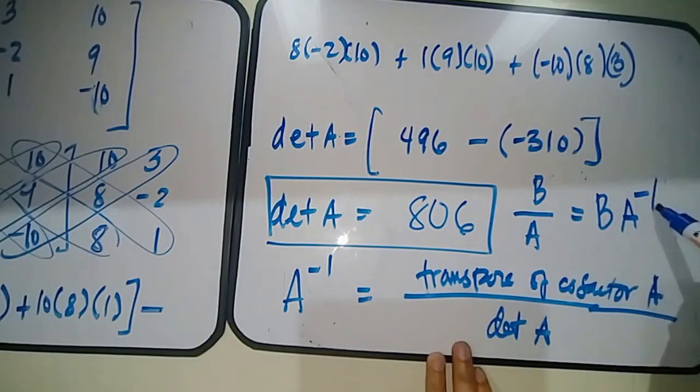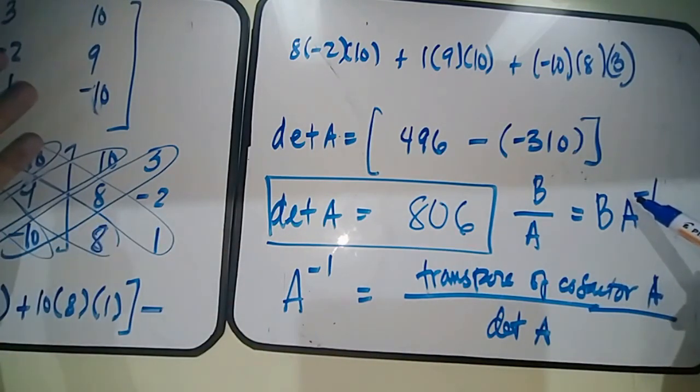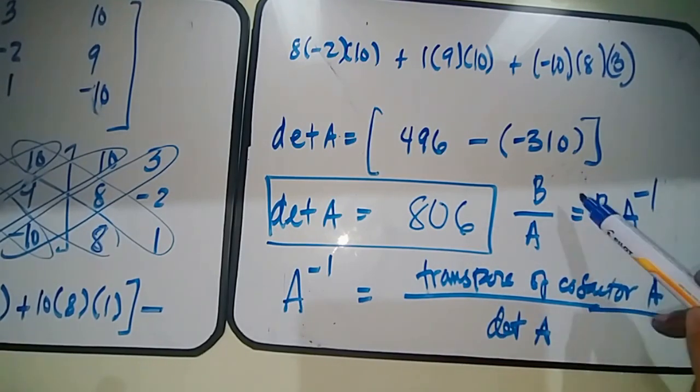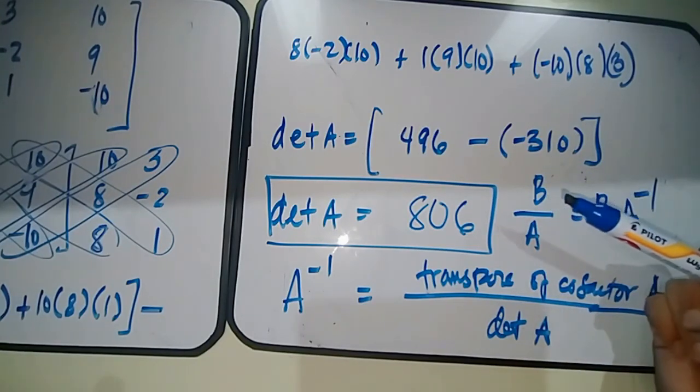How do you get the inverse, guys? Go to the cofactor. Get the cofactor of A. It's a somewhat long process. After finding the cofactor of A, transpose the cofactor. This transpose of the cofactor is also known as your classical adjoint. And after you find your classical adjoint, divide it, guys, by the determinant. That's when you get the inverse. Then go back to the original problem and multiply it to the matrix in the numerator. So, that's how you divide matrices.